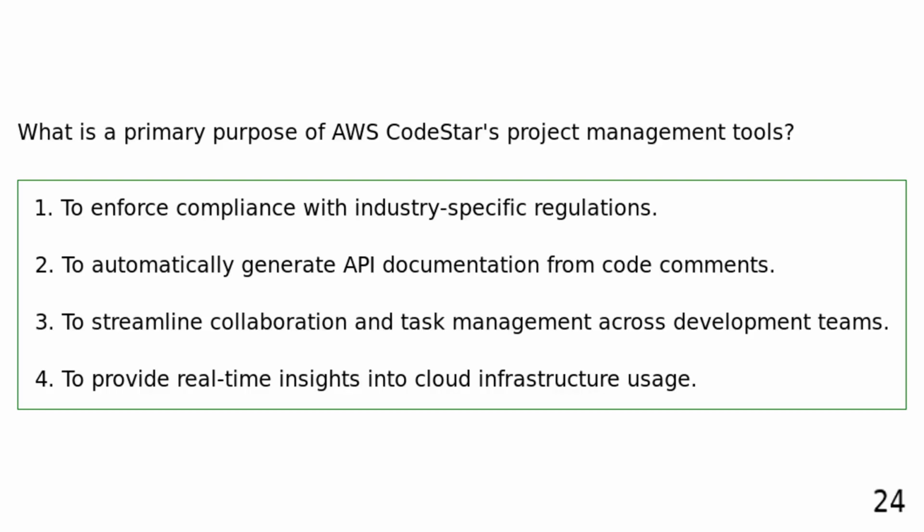What is a primary purpose of AWS CodeStar's project management tools? To enforce compliance with industry-specific regulations. To automatically generate API documentation from code comments. To streamline collaboration and task management across development teams. To provide real-time insights into cloud infrastructure usage.